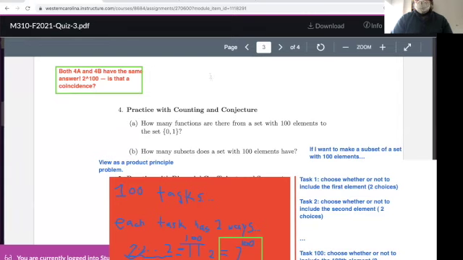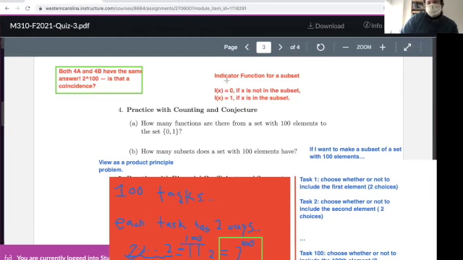There's something called an indicator function. An indicator function is an indicator function for a subset. Your function I of x is equal to 0 if x is not in the subset. I of x is equal to 1 if x is in the subset. And this is a really cool way to get at some of these problems. We'll talk about it more later, but I just want to go ahead and bring it up as an idea.